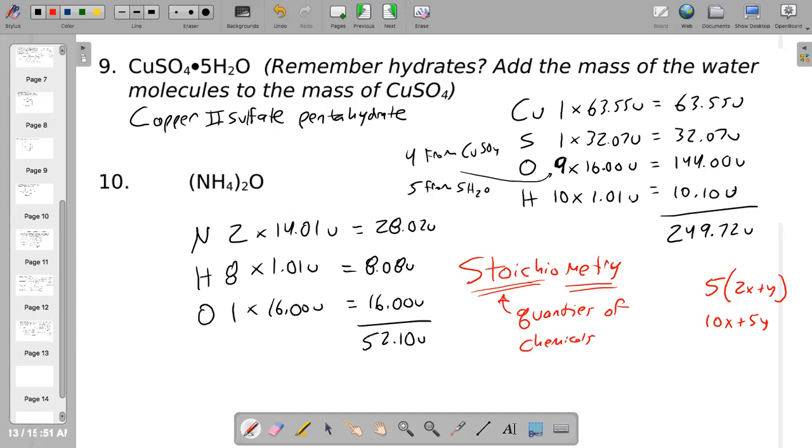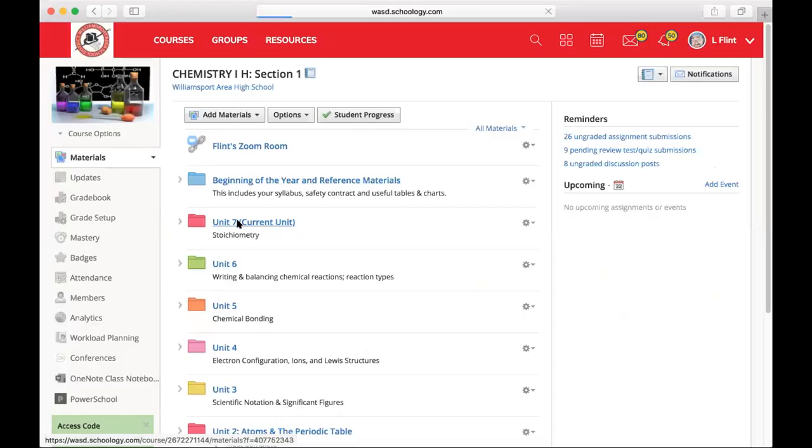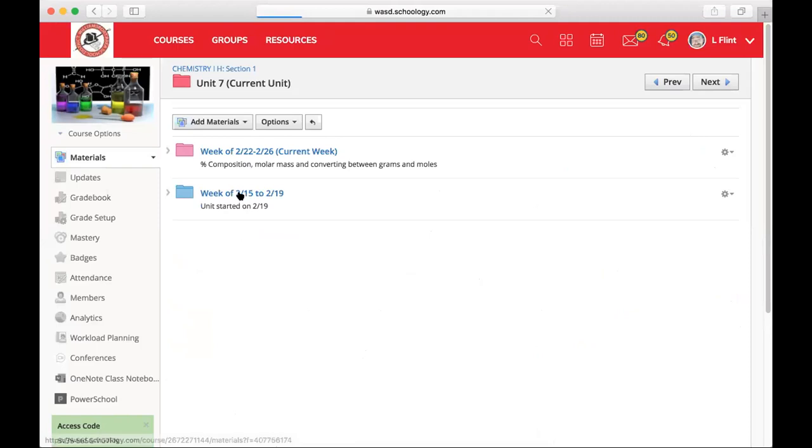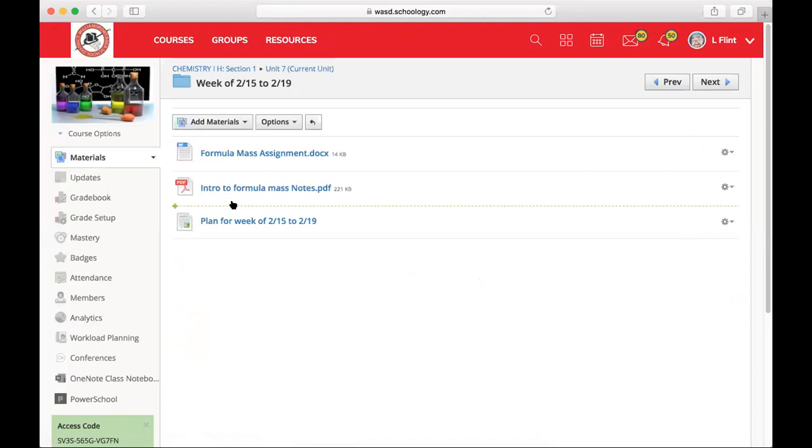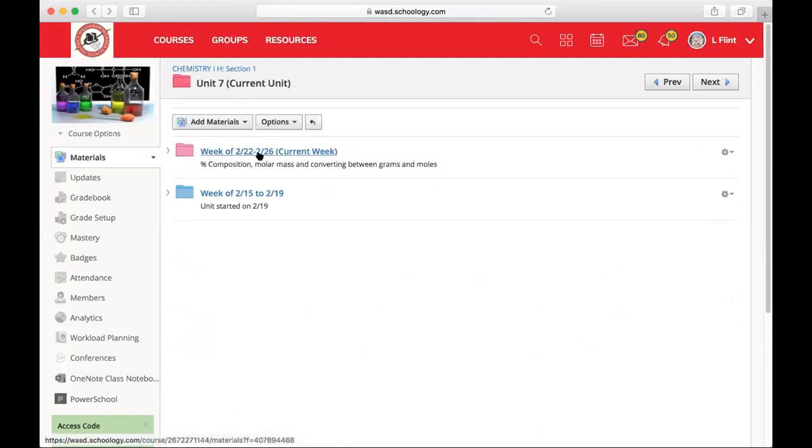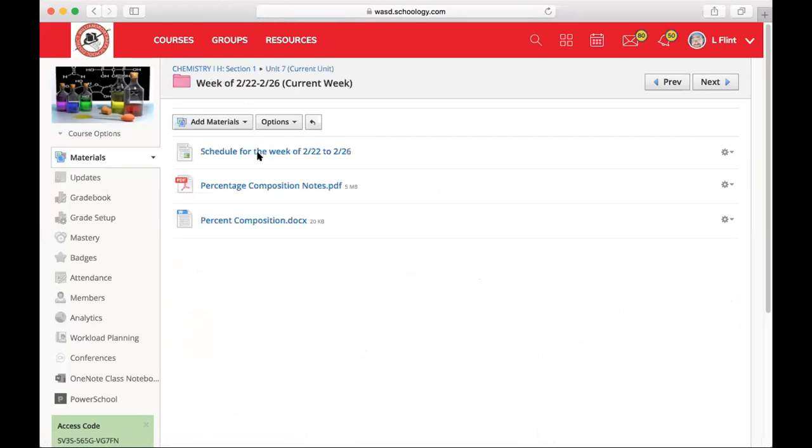That's what stoichiometry means. So in the top of the course folder, it has Unit 7, Stoichiometry. Inside that folder, there's a folder from last week. It says week of 12/15 to 12/19. But we just started the unit at the end of the week. The Intro to Formula Mass notes and the Formula Mass assignment, the thing we just went over, that's inside that folder. The one for this week, week of 2/22 to 2/26, that's this week.